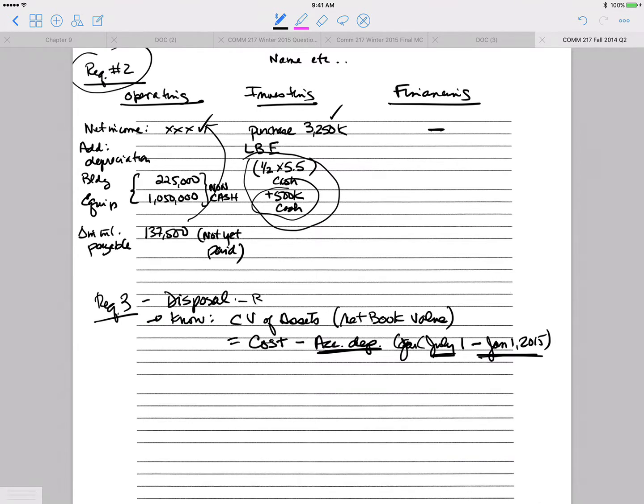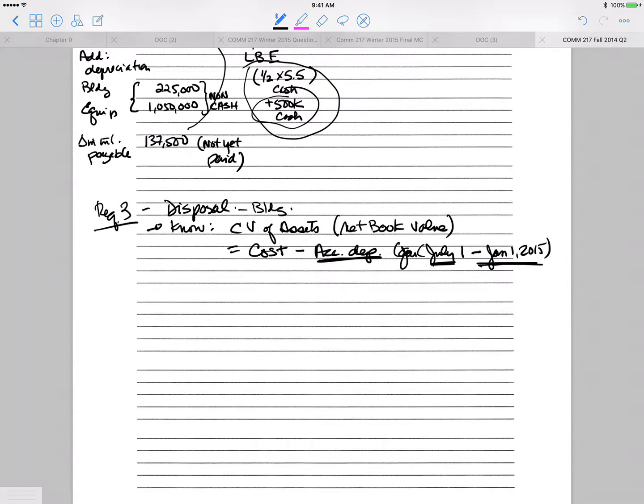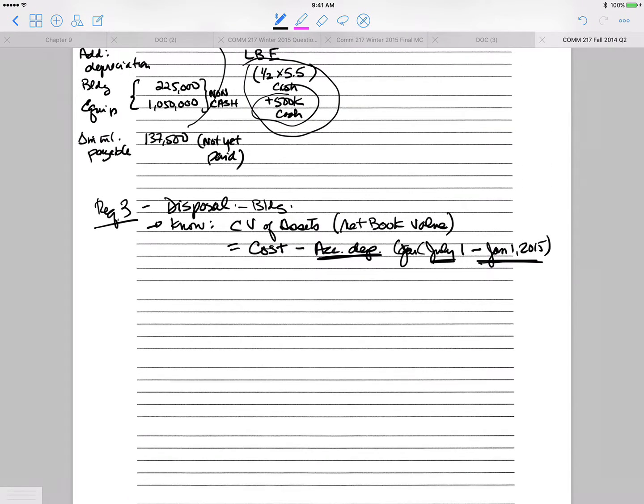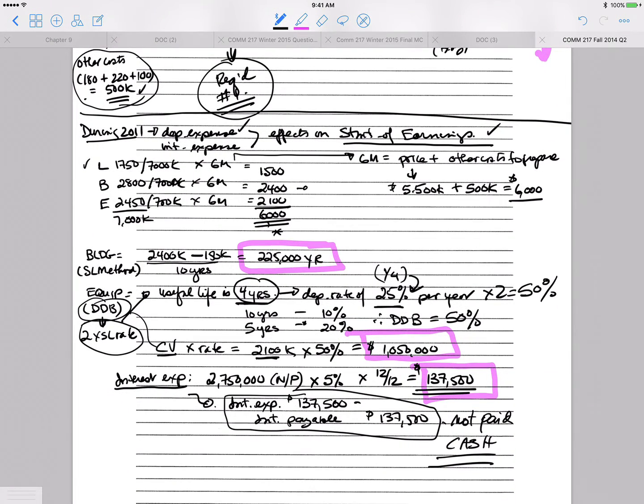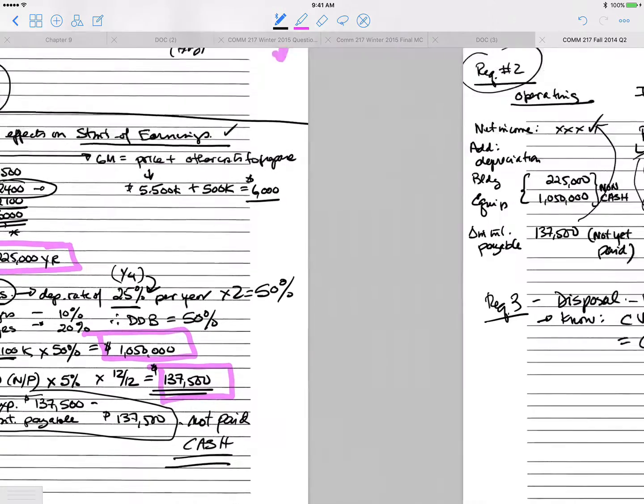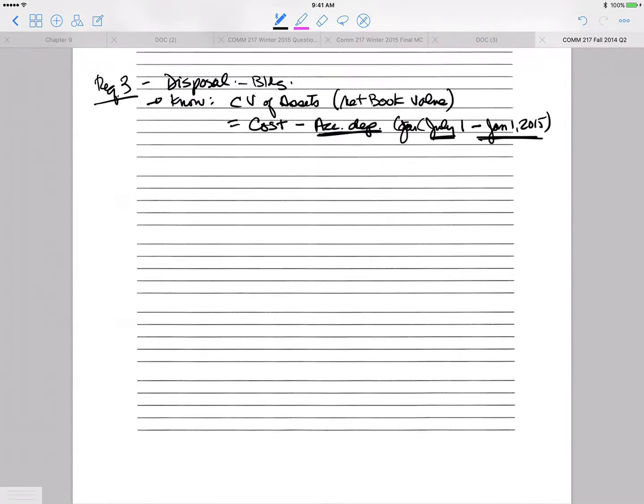What we're disposing of is the building. So let's go back and see how we can do this. Let's determine what the original cost of the building was. Remember, it was $2.4 million. That's our starting point. The cost that we capitalized on July 1, 2011 was $2.4 million.